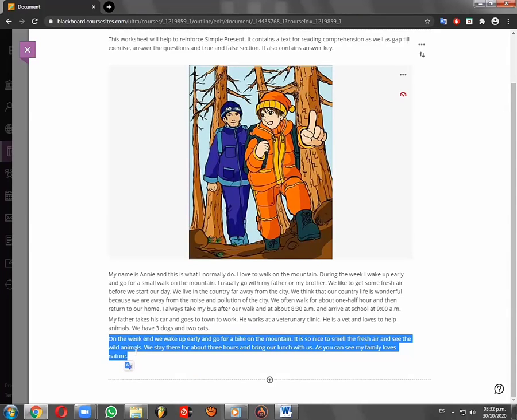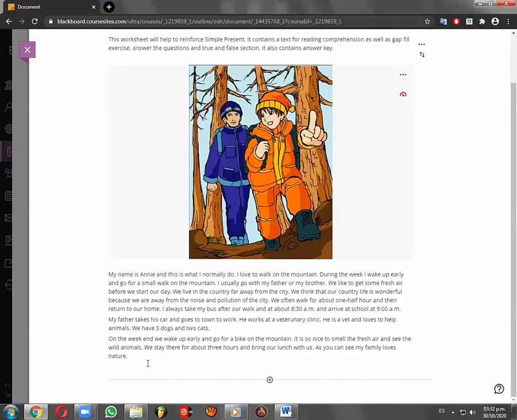Susanna, finish with the last part, please. Okay. On the weekend, we wake up early and go for a bike ride on the mountain. It is so nice to smell the fresh air and see the wild animals. We stay there for about 3 hours and bring our lunch with us. As you can see, my family loves nature. Thank you, Susanna.